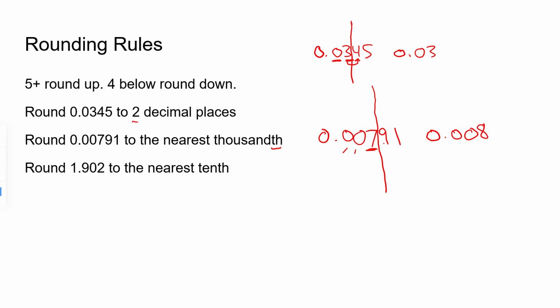Now we're not going to add zeros after this if we eliminate it because we're rounding to cut off a portion of the number. The whole point of rounding is typically to remove a portion of the number so that you can write less of the number.